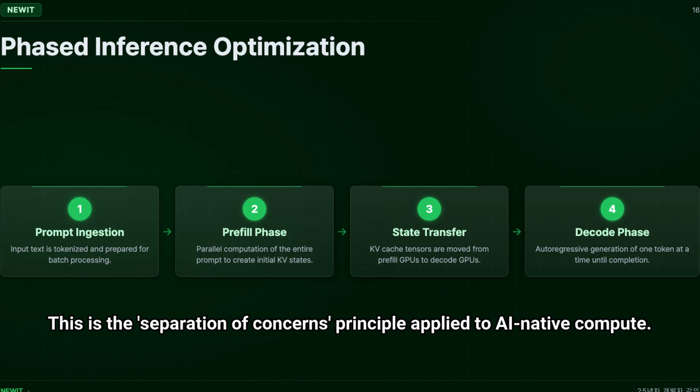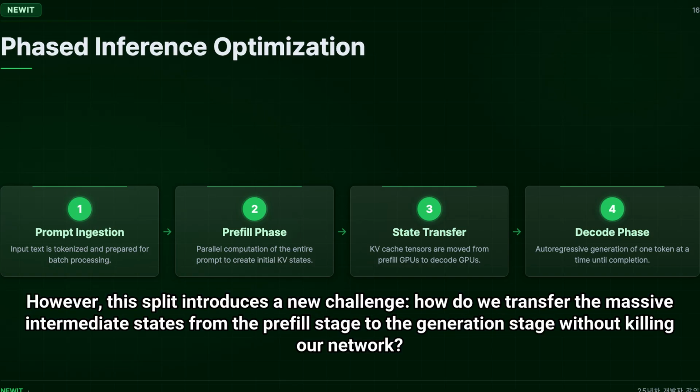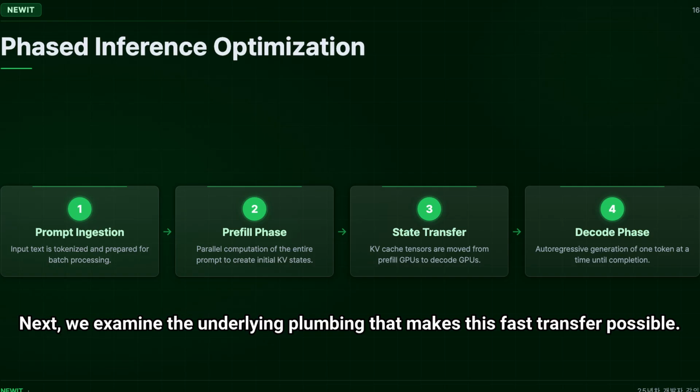This is the separation of concerns principle applied to AI-native compute. However, this split introduces a new challenge. How do we transfer the massive intermediate states from the prefill stage to the generation stage without killing our network? Next, we examine the underlying plumbing that makes this fast transfer possible.